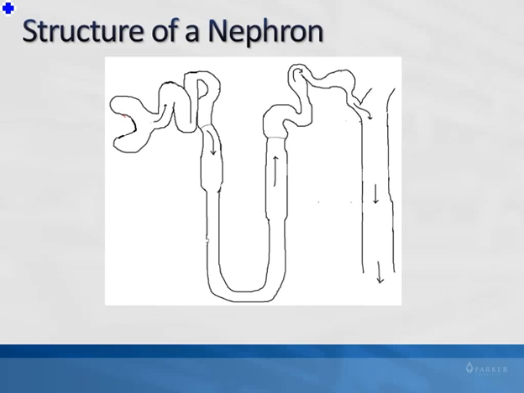Then here, this is the thin ascending limb. Actually, I'm going to change this a little bit, make this a little fatter here, because this is not a really big part of it. Let's just make this a little bit fatter. Thin ascending limb of the loop of Henle.